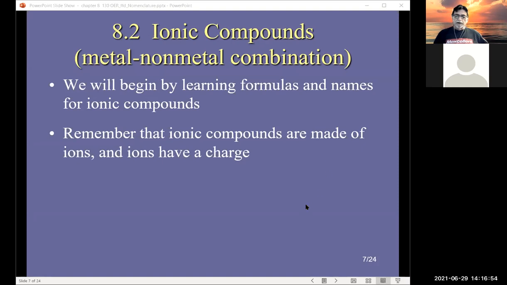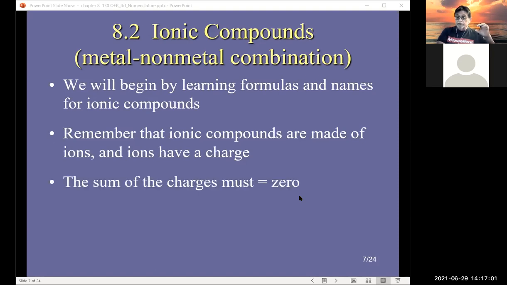We're going to begin by learning formulas and then the names for the ionic compounds. Okay, remember that ionic compounds are made up of ions, and ions have a charge. The sum of the charges must be equal to 0 when we put them together. So another way to say that, in general terms, would be as follows: the number of cations when you put them together plus the number of anions must equal 0. Okay?